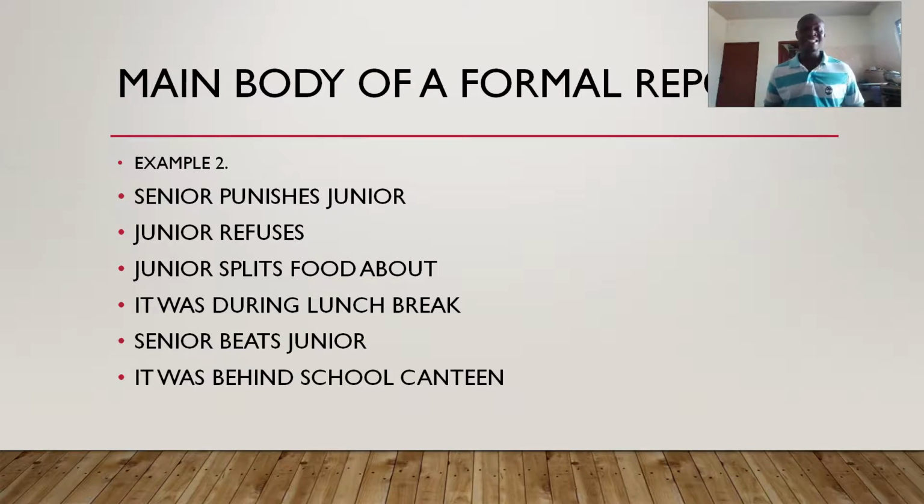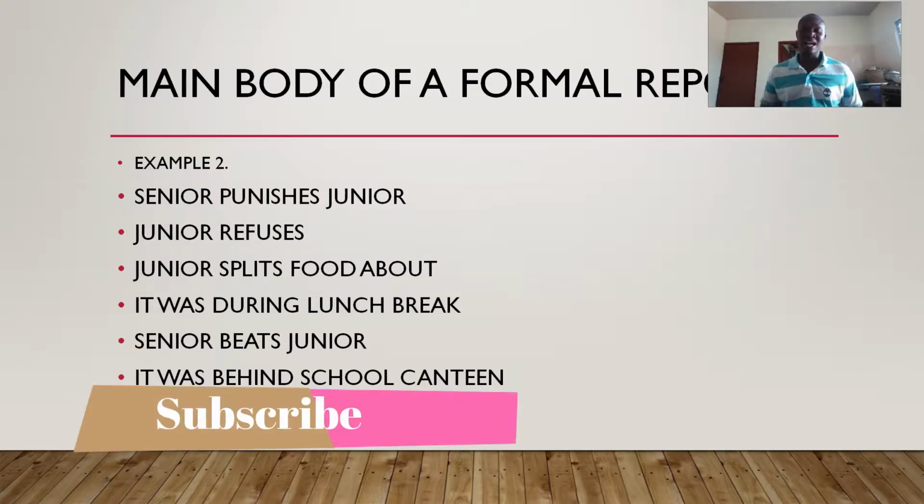Now you clearly see that the difference between example 1 and example 2 is that example 1 follows a sequence. It follows an orderly pattern, whilst in example 2, everything is just jammed up. So example 1 is what we should always aim to do, that our points should be in an orderly form. It should follow a sequence so that it makes your story flow smoothly, instead of talking about the senior punishes the junior, then the junior refuses, junior was spilling food, it was during the lunch break. I mean, come on, it doesn't follow an orderly form.